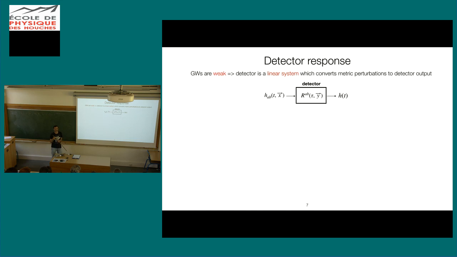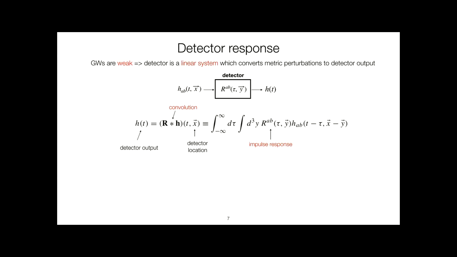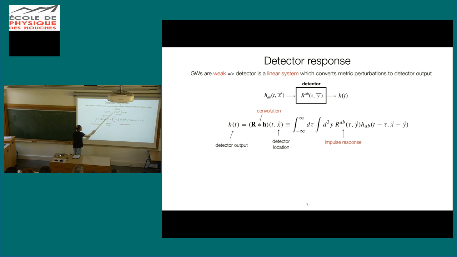A matrix, but what? Well, a linear system like this can be described in terms of a convolution. Okay, you convolve the detector response with the input. So the detector output is really just the convolution of the detector response function here, sometimes called the impulse response, with the metric perturbations h, which I write sort of schematically or abstractly this way. In more definite terms, I can write it like this. Okay, so it's a convolution, integral over tau, t minus tau, integral over y, x minus y.